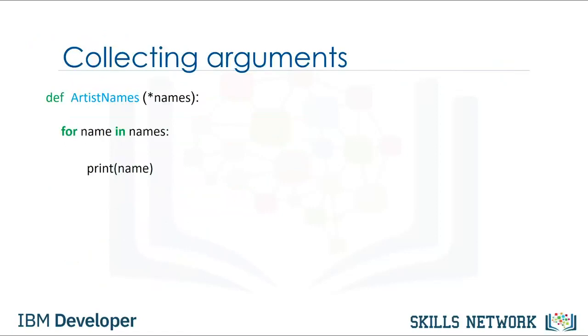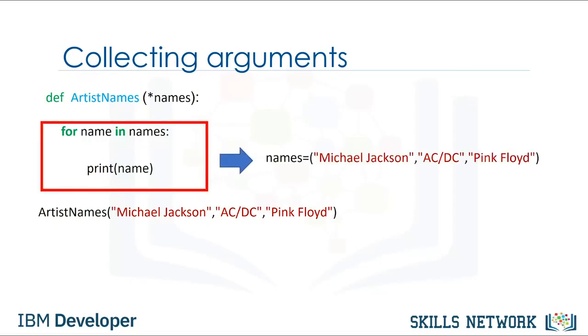Variadic parameters allow us to input a variable number of elements. Consider the following function. The function has an asterisk on the parameter names. When we call the function, 3 parameters are packed into the tuple names. We then iterate through the loop. The values are printed out accordingly.